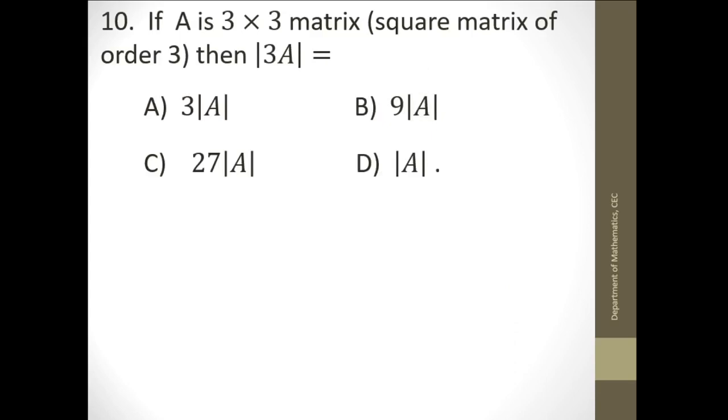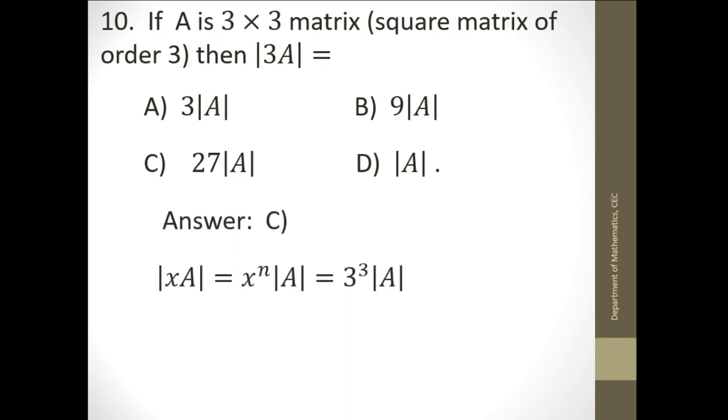Suppose A is a 3 by 3 matrix, then 3A is each element multiplied by 3. Then you are going to find the determinant. In a determinant, you can take a common element out from each row. From each row, you are taking 3 outside. 3 into 3 into 3 into determinant of A. So, the answer is C.